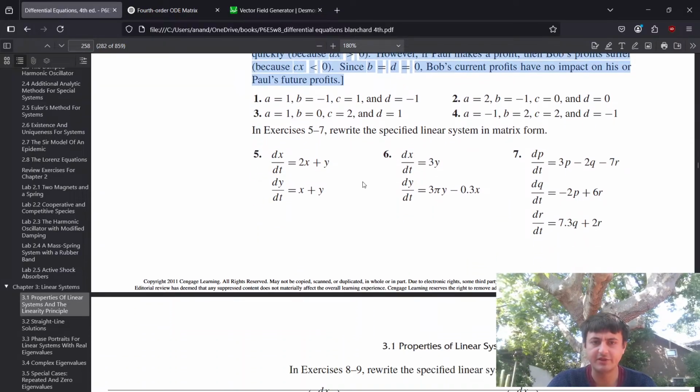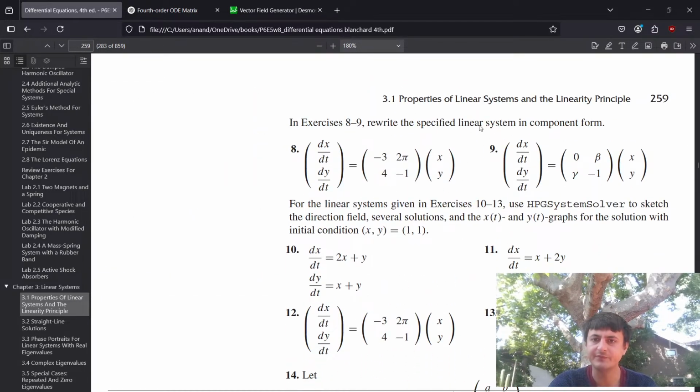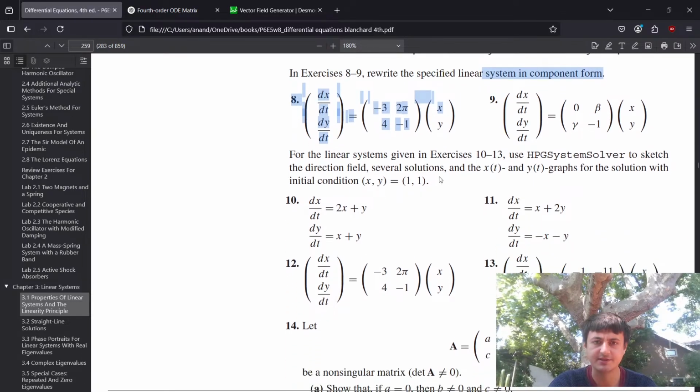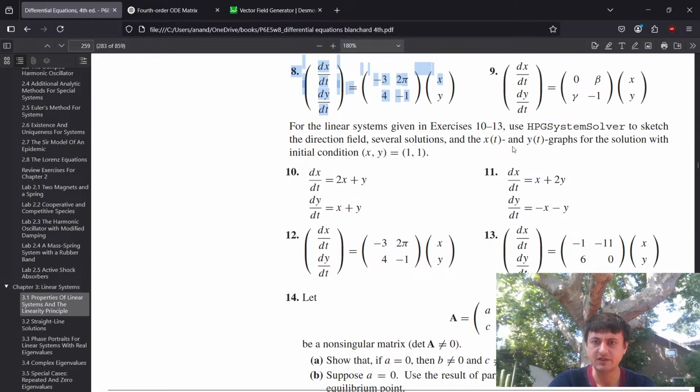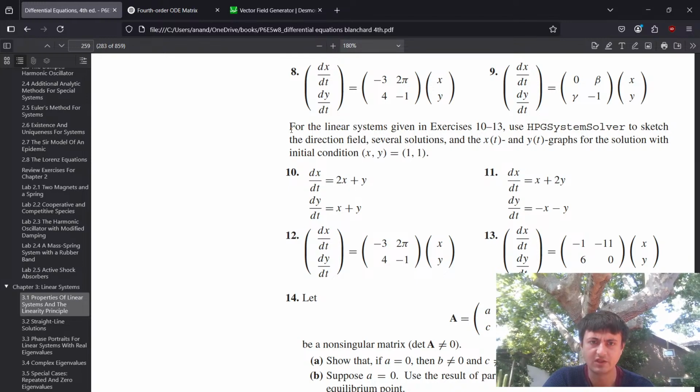Okay, 5 through 7, we don't really need to do this. Write it as a matrix form. They're just checking that you know syntax, but I mean, come on. It's pretty easy. In component form, okay, that's also pretty easy. Okay, here. Okay, we can do this one.